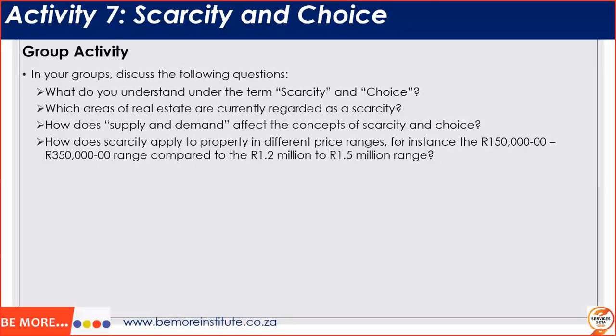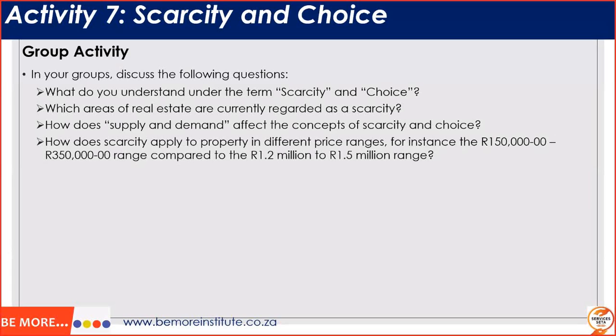All right, in the groups that I've just mentioned, the group activity goes as follows. You will need to discuss the following questions. What do you understand about the terms scarcity and choice? So you'll just need to write a small paragraph on your understanding of what scarcity is and what choice is. And the next question, which areas of real estate are currently regarded as scarce?